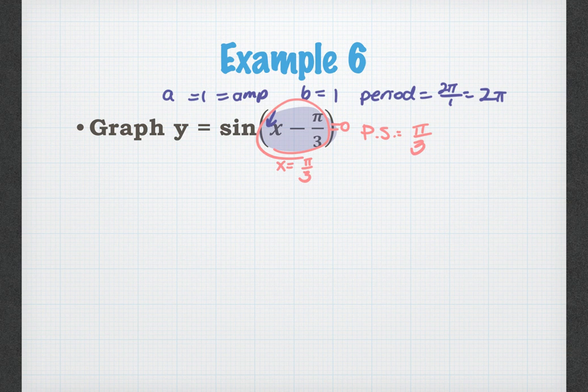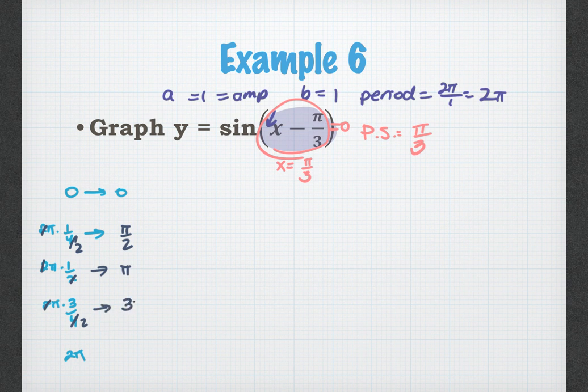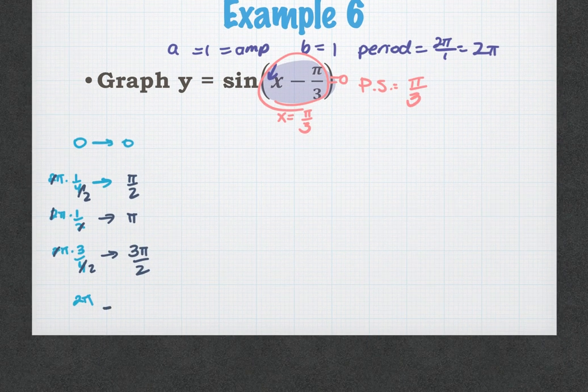Then I find my key points. So I'm going to start with 0. How do you find a period? 2 pi over b. Take the period, multiply times a fourth, times a half, times 3/4. Last one is 2 pi. This is 0. This becomes pi over 2. This becomes pi. 3 pi over 2. And the last one without the phase shift is 2 pi.